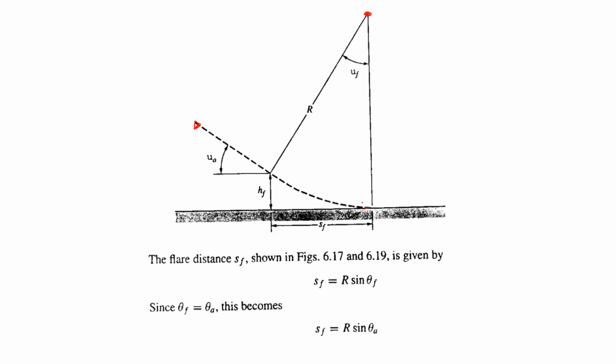Now if the pull-up maneuver started from this point and at a point where it becomes tangential, that distance is known as SF. So this SF is directly connected with this angle. Let's call this angle some theta. And how much is this distance in terms of r? It's the sine component.